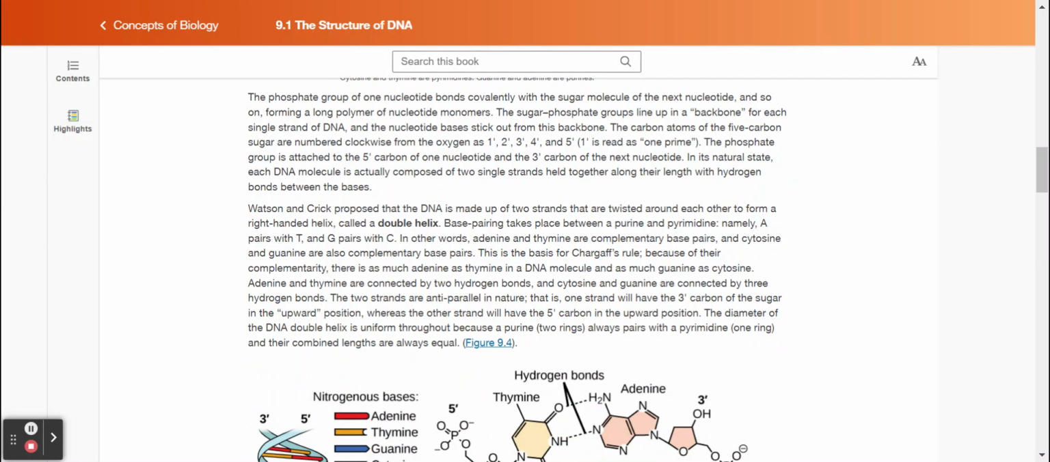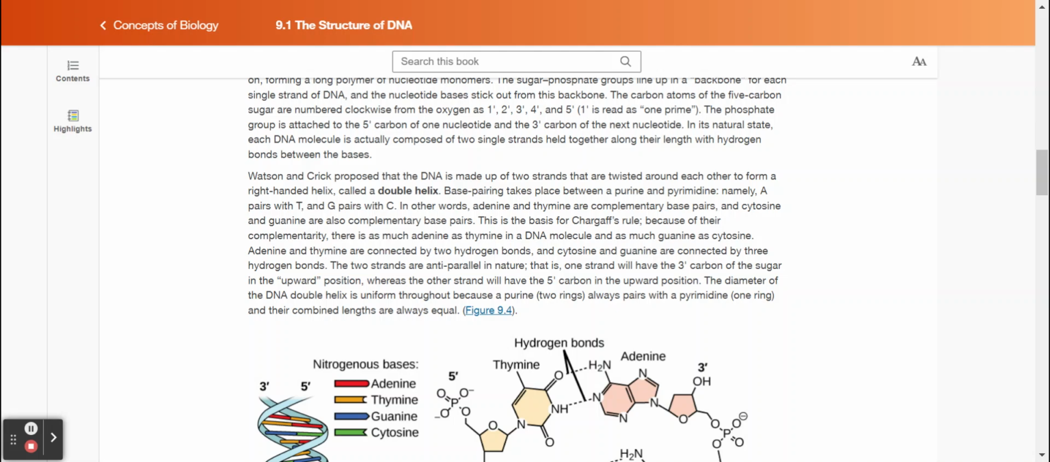The phosphate group of one nucleotide bonds covalently with the sugar molecule of the next nucleotide, and so on, forming a long polymer of nucleotide monomers. The sugar phosphate groups line up in a backbone for each single strand of DNA, and the nucleotide bases stick out from this backbone. The carbon atoms of the 5-carbon sugar are numbered clockwise from the oxygen as 1', 2', 3', 4', and 5'.